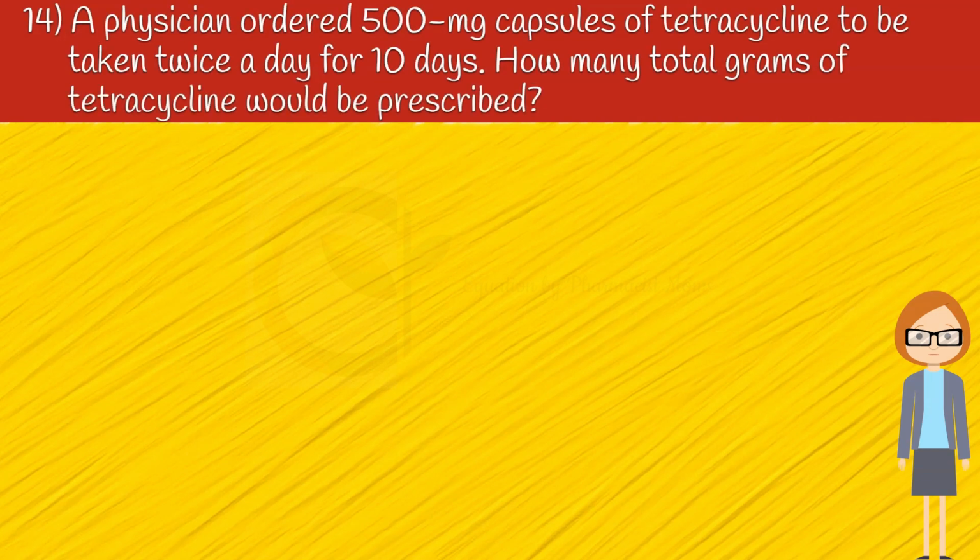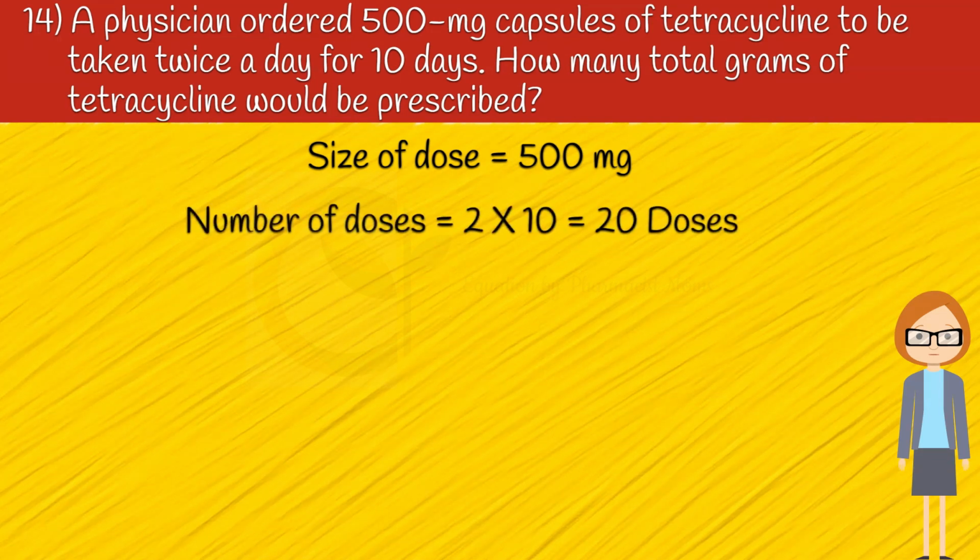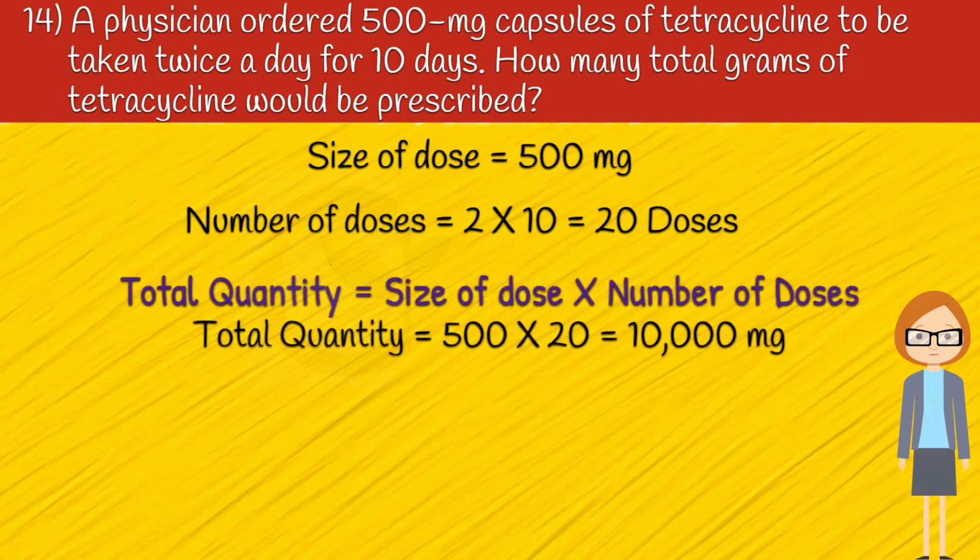Question 14. A physician ordered 500 milligrams capsules of tetracycline to be taken twice a day for 10 days. How many total grams of tetracycline would be prescribed? Here, size of dose is 500 milligrams. As patient will take the capsules twice a day for 10 days, we will calculate the number of doses by multiplying 2 by 10. The number of doses will be 20. To calculate the total quantity of tetracycline, we will multiply size of dose with the number of doses. Total quantity is 10,000 milligrams.